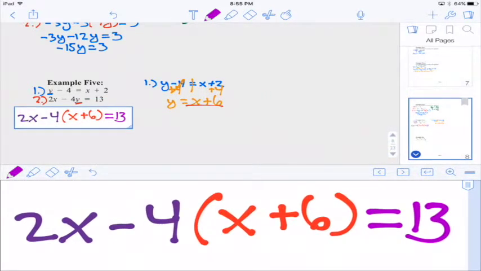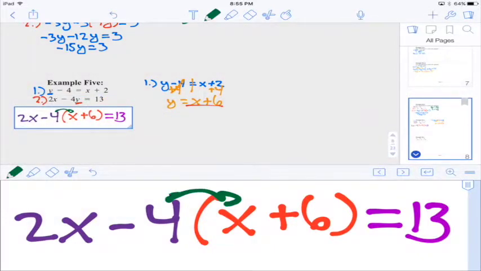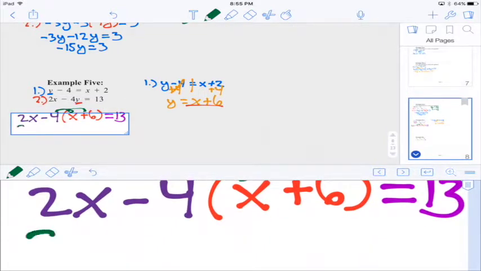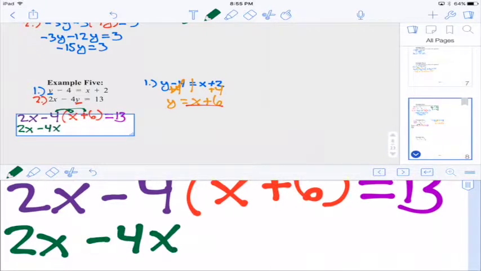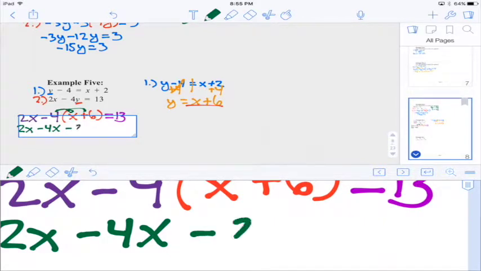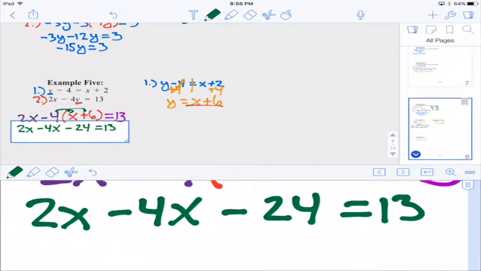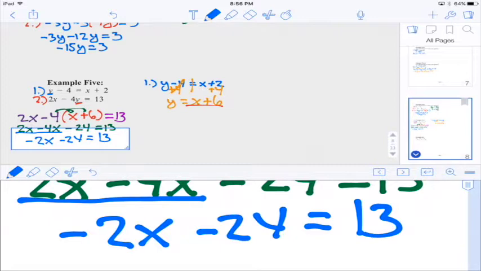I can distribute and combine like terms. It's a good practice, so let's just do it. So I'm going to distribute my 4, so I keep this 2x. Negative 4 times x is negative 4x, and negative 4 times 6 is negative 24. I distributed, now I can combine like terms. 2x minus 4x is negative 2x, and I keep everything else. Alright, that's as far as we're going on day 1.